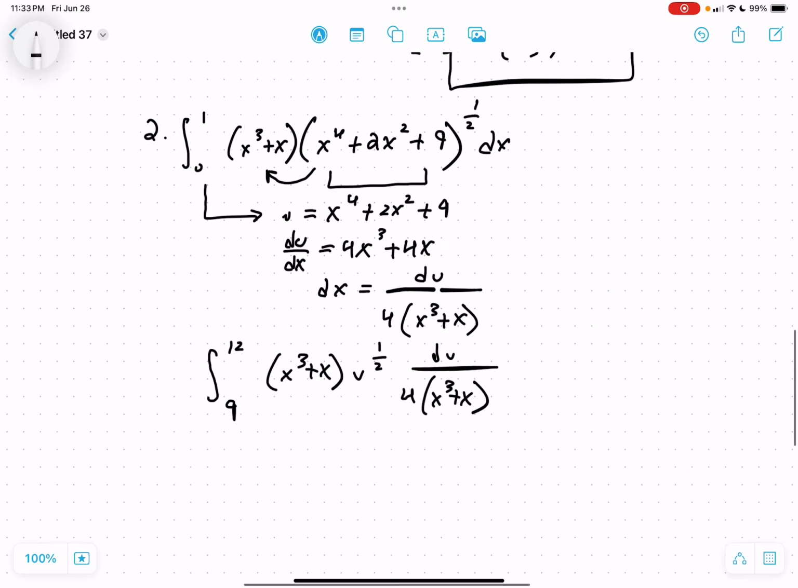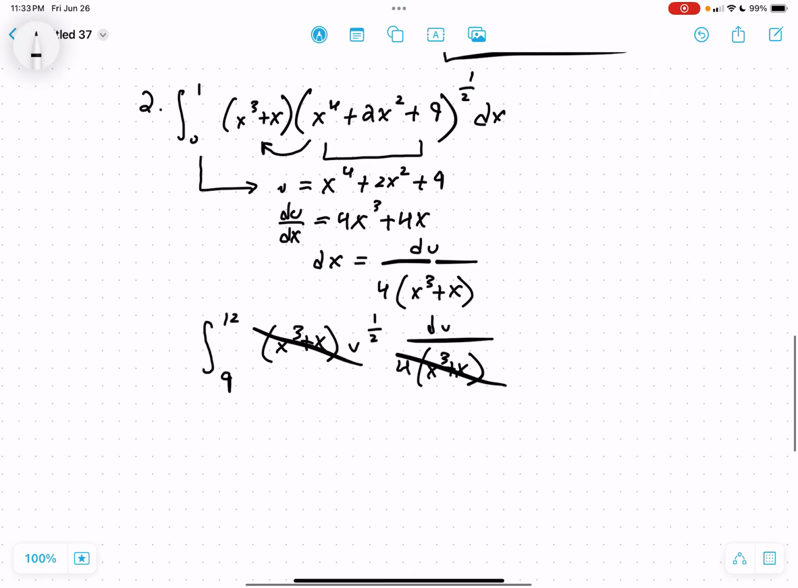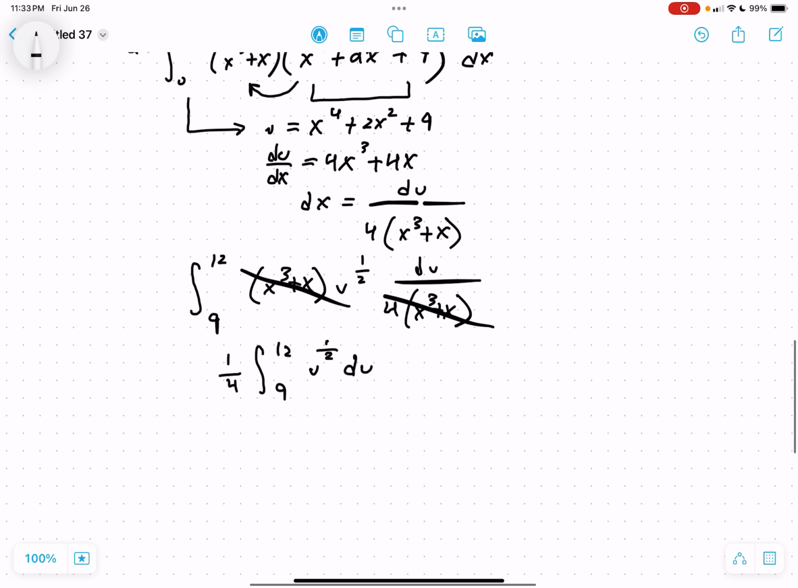Now notice this. This is nice because my x cubed plus x terms cancel, and I can bring a 1/4 out to get 1/4 times the integral from 9 to 12 of u raised to the 1/2 du. Now I can use the power rule, and I get 1/4 times 2/3 u to the 3/2, and I'm evaluating this from 9 to 12.